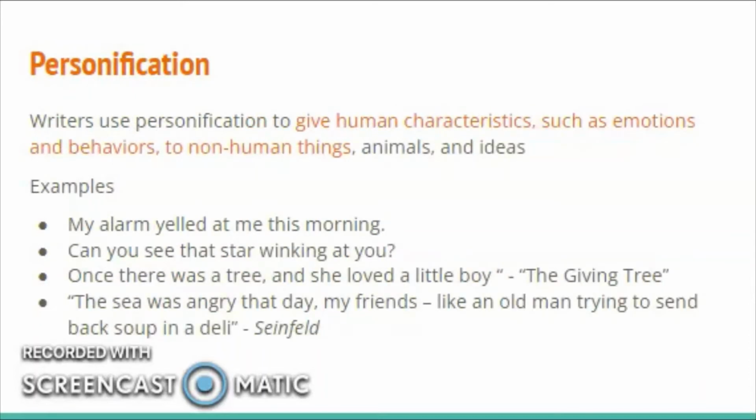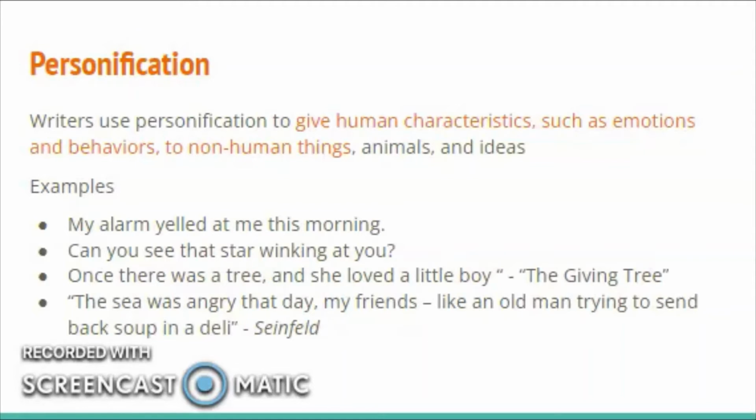The last figurative language literary device we're going to talk about is personification. So writers use personification to give human characteristics such as emotions and behaviors to non-human things, animals, and ideas. The first example, my alarm yelled at me this morning. It's giving the alarm the ability to yell like a human to show that it was very loud, noisy, obnoxious.